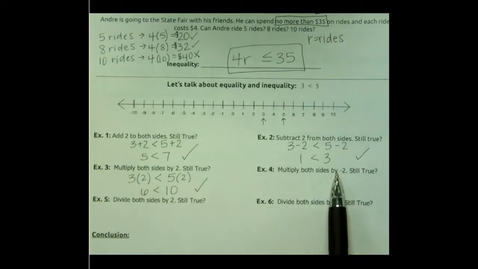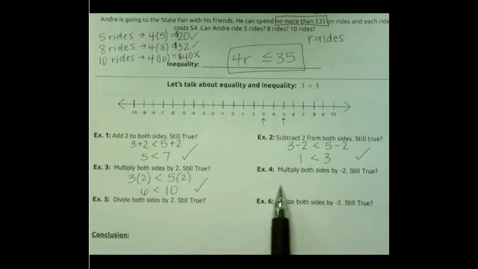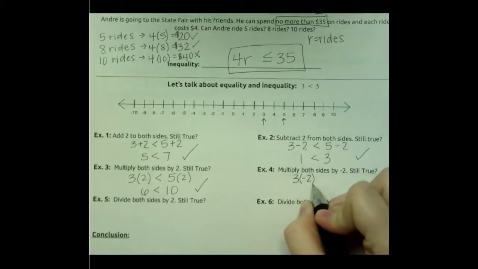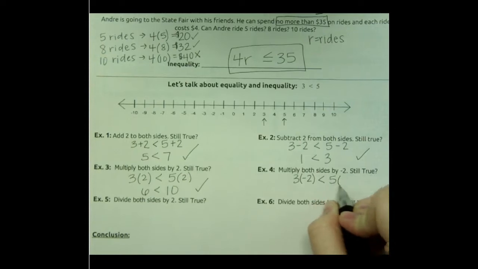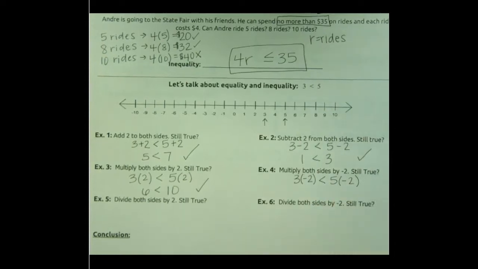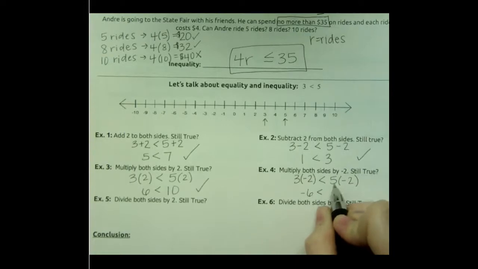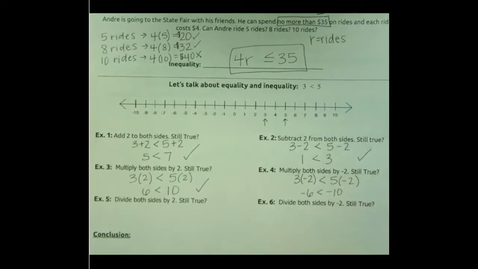Our whole thing was still true. Let's try multiplying by a negative 2. Let's see if this changes anything. What we're trying to do here is to see if there are any rules that we need to know before we start solving equations. So let's try multiplying by a negative and see if that changes. 3 times negative 2 is less than 5 times negative 2. So if you need your calculator, get it out now. 3 times negative 2 is negative 6, less than 5 times negative 2 is negative 10. Is negative 6 less than negative 10?